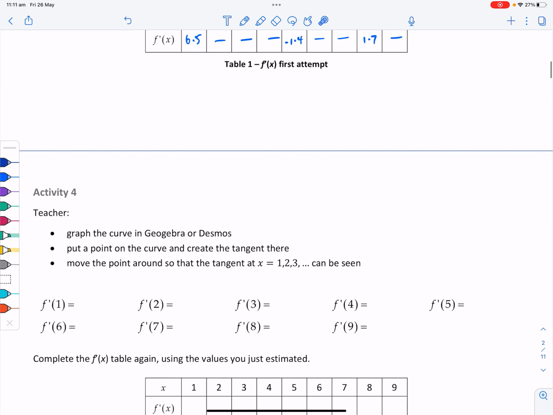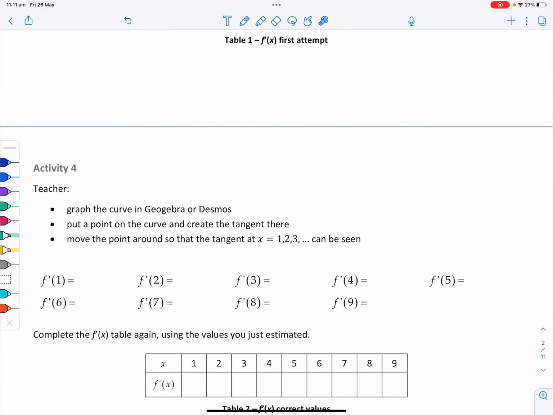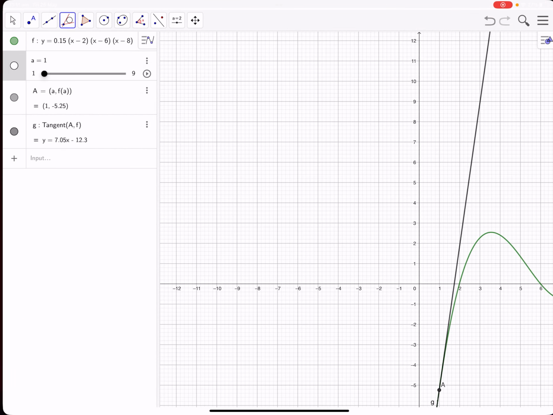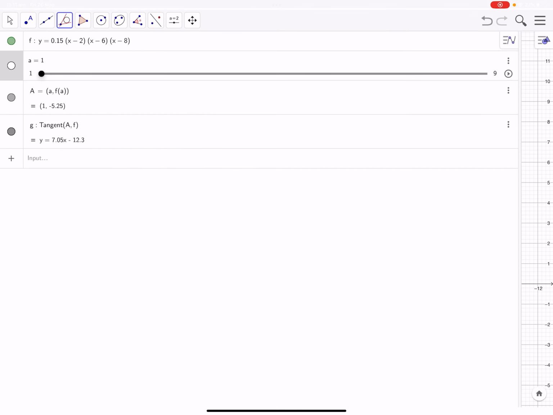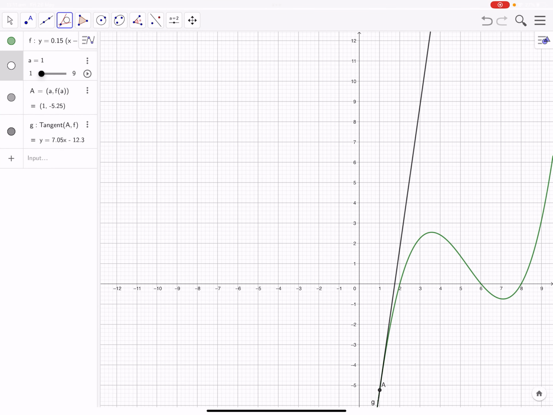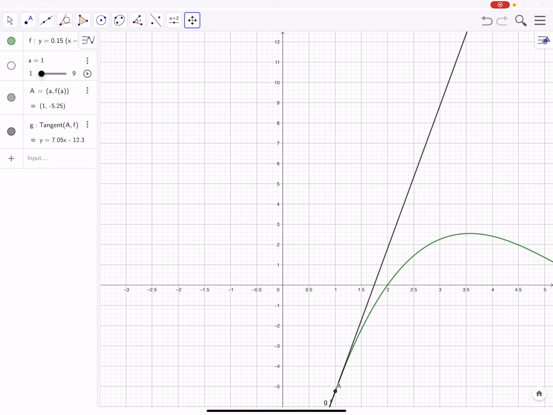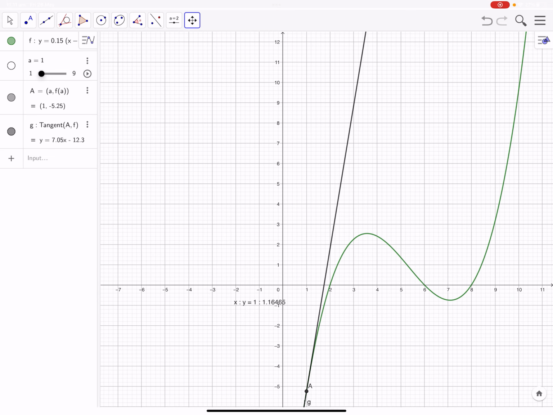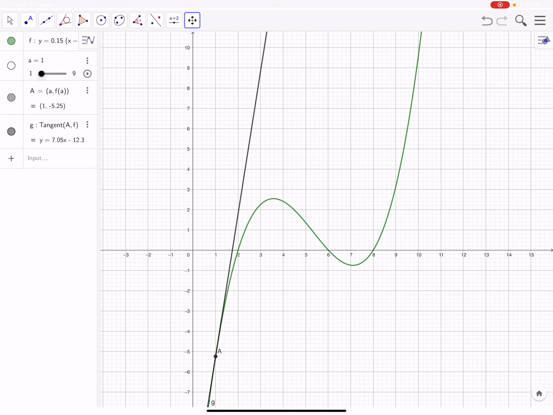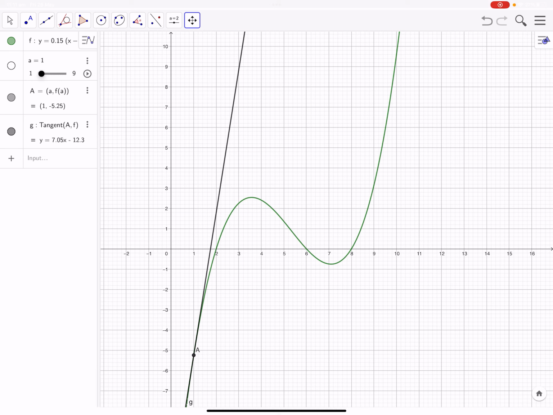Right, activity 4. So we're going to graph this in GeoGebra or Desmos, and we're going to plot a point on the curve, create the tangent, and then look at the gradient of all of the tangents. So I've got that here, right? Okay, so here's the curve, right?